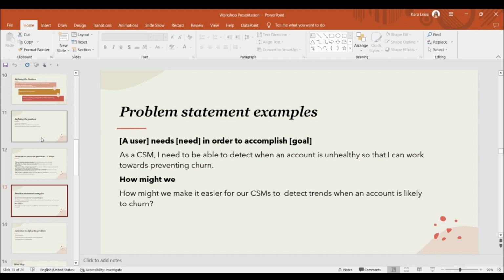I don't have the thing I need. So for example, as a CSM, I need to be able to detect when an account is unhealthy so that I can work towards preventing churn. That's a great example of a problem statement. And then to solve this problem, we use the how might we statement. This is another workshop. You wouldn't do the two in the same setting, the same day, the same place. You'd want to break it up into problem workshop and solution workshop. So right now this presentation is about problem workshop, but in general, if you have the problem, now you know where to go to find the solution.